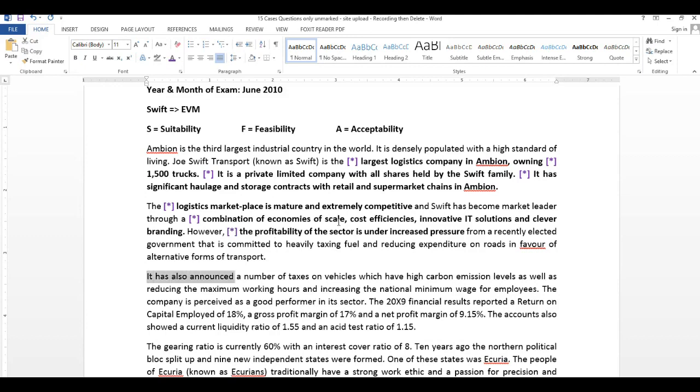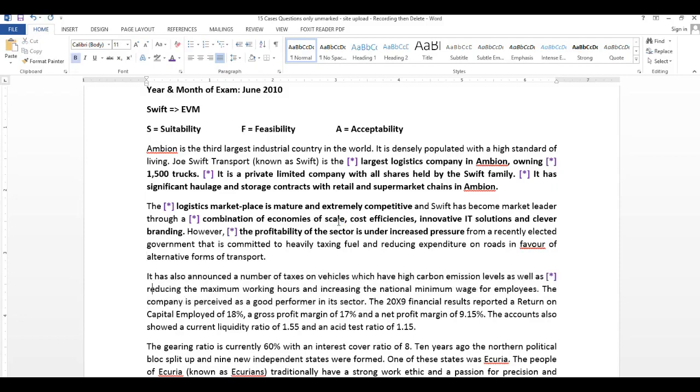It has also announced a number of taxes on vehicles which have high emission levels, as well as reducing the maximum working hours and increasing the minimum wage for employees. The company is perceived as a good performer in its sector. So we will just see here.